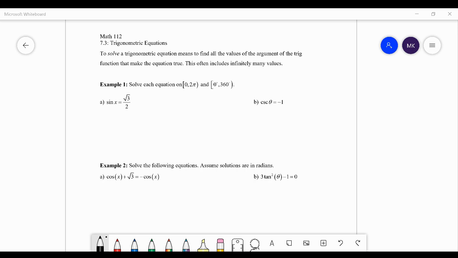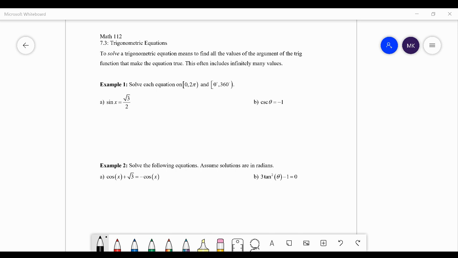Traditionally, anytime we solved an equation, what we were looking at was what singular value, or maybe a couple of values if it was a quadratic or polynomial, might satisfy the equation and make the equation true.